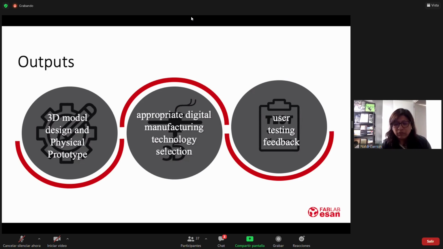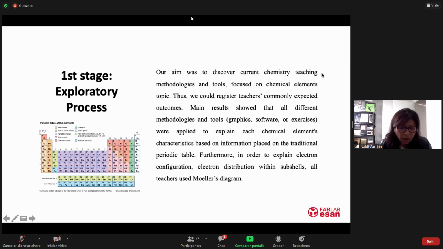So as one of our main outputs to develop a final prototype, okay? So our first stage was exploratory processes. We're trying to build an accessible tool. That means a tool that could be used for those that are the normal vision students and the ones that have blind or low vision impairment.